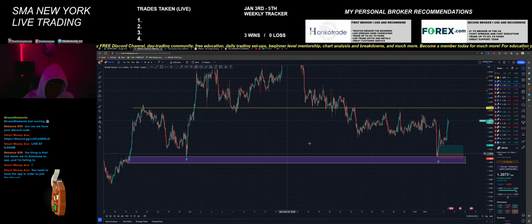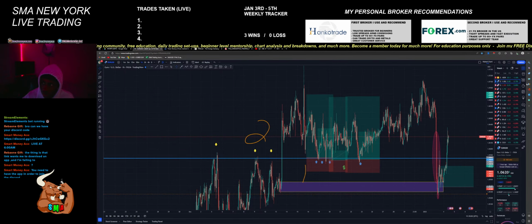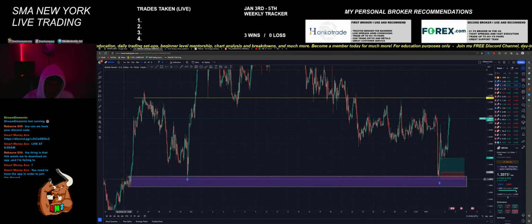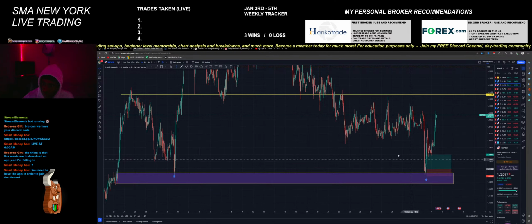I just use the concept of gaps, guys. This was more of gaps and liquidity and ranges. This is simply just a gap. Very, very simple. And then, of course, I have this zone marked up. So this was fairly easy to understand.